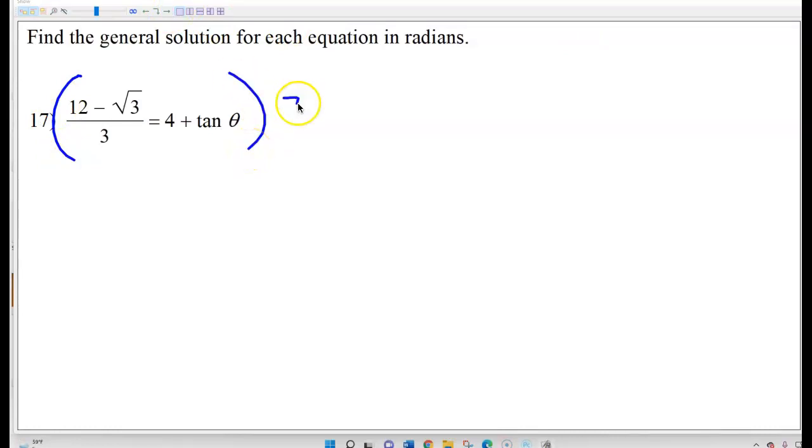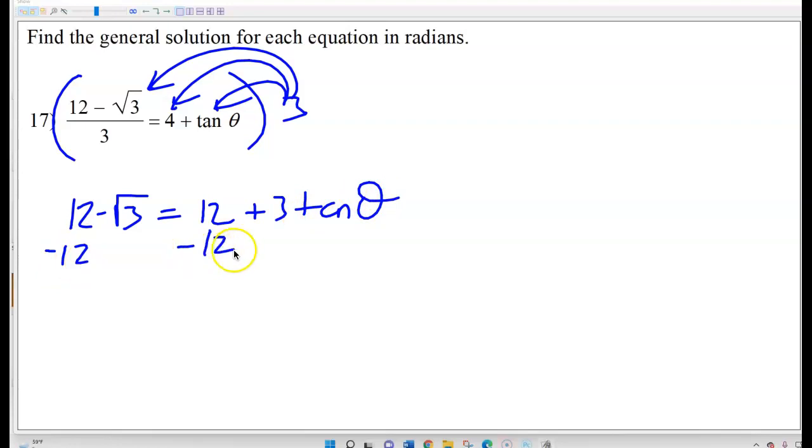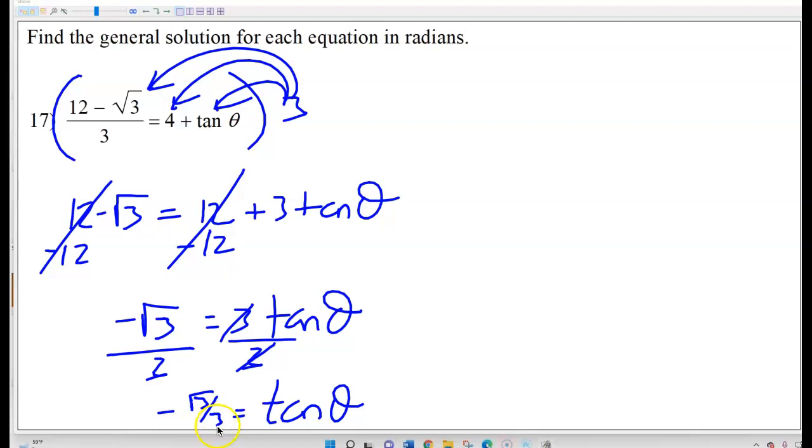I want to clear that denominator, so I'm going to multiply everything by 3. So multiplying that fraction there by 3 just cancels out the denominator and leaves me with the top. Multiply there, I get 12. Multiply here, I get 3 tangent. Let's go ahead and subtract 12 on both sides, getting rid of those 12s. And then dividing 3 on both sides. Get tangent of theta equals negative radical 3 over 3.